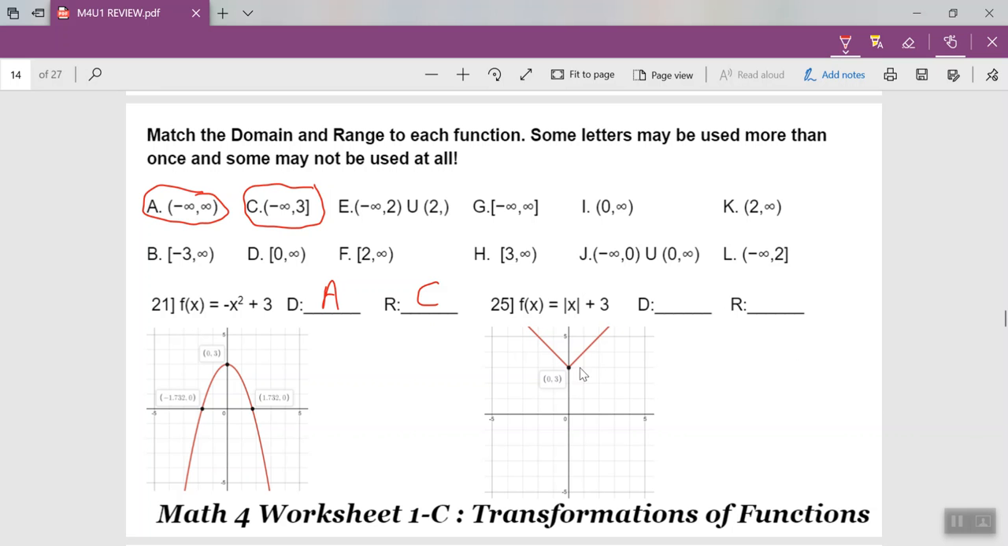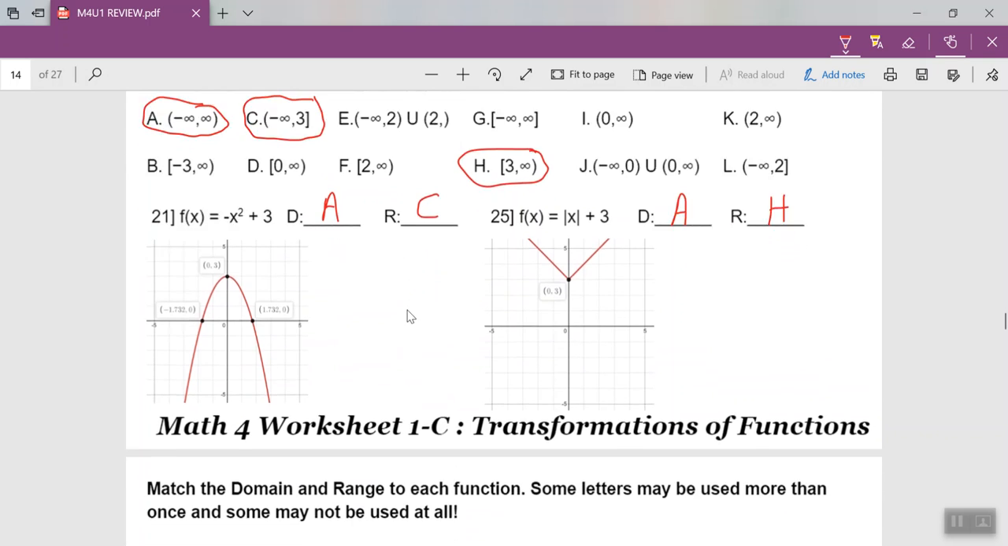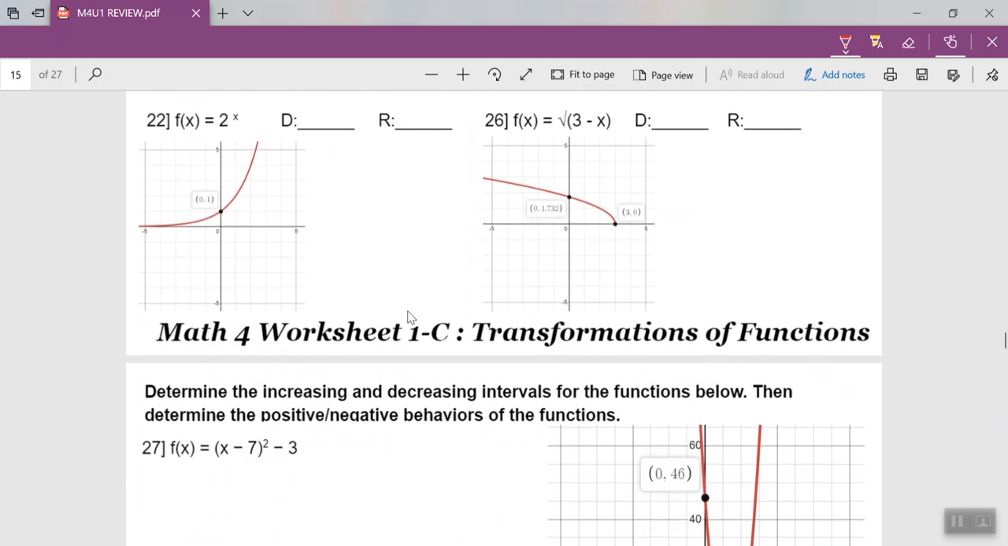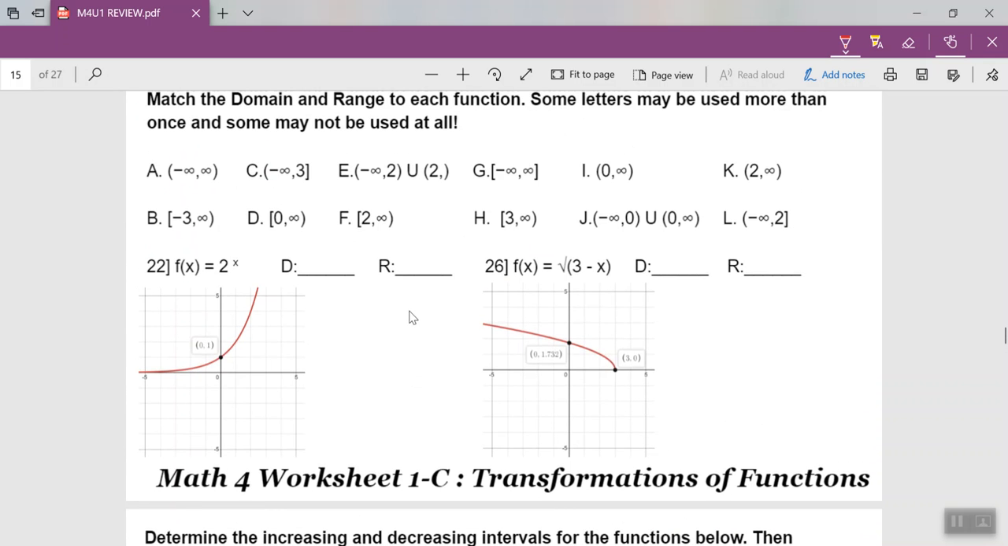All right, let's see now. The domain here is again A. And the range stops at 3, so it goes from 3 to positive infinity, like this guy. Okay. All right, this I think is the last set of these.